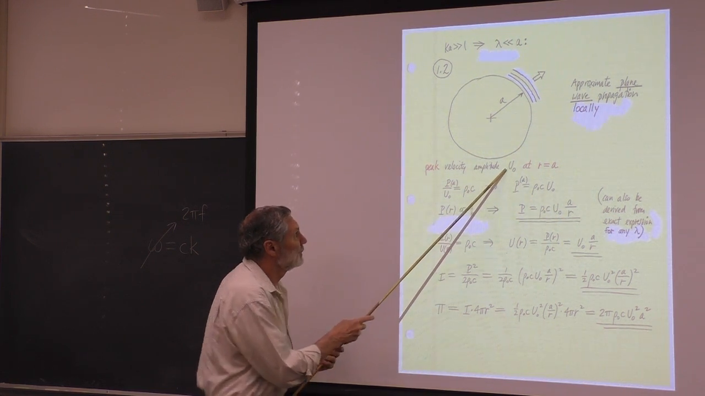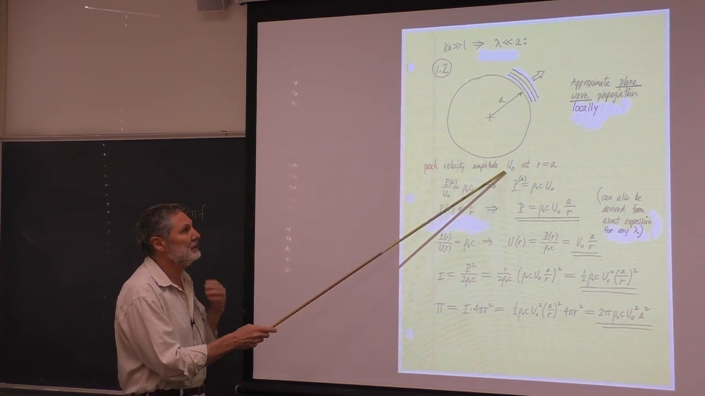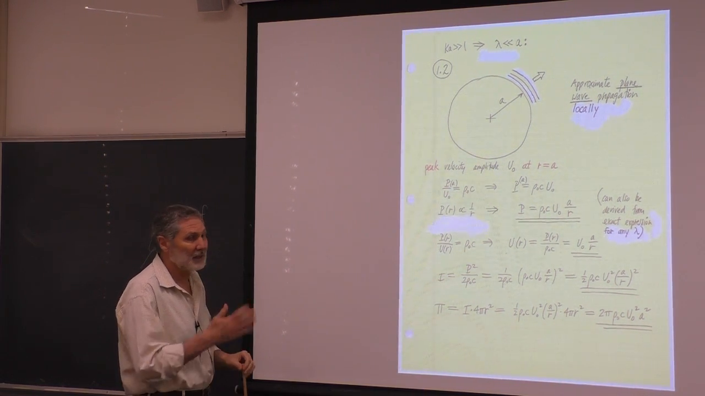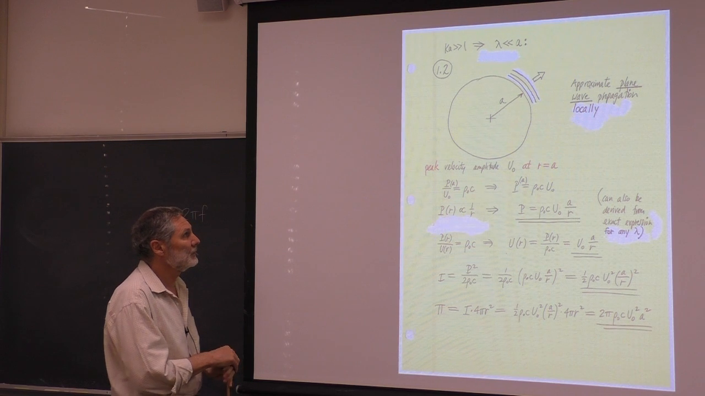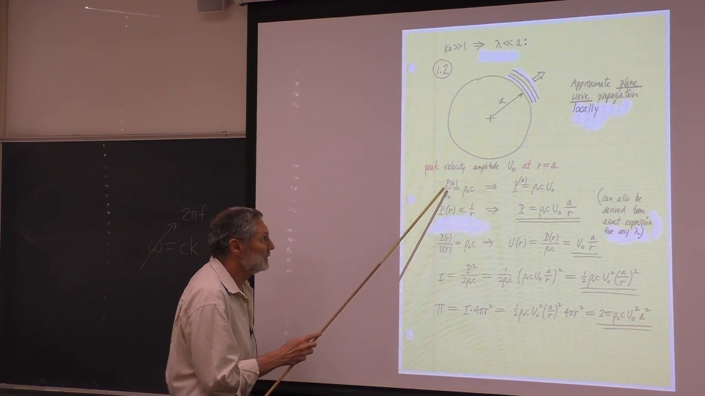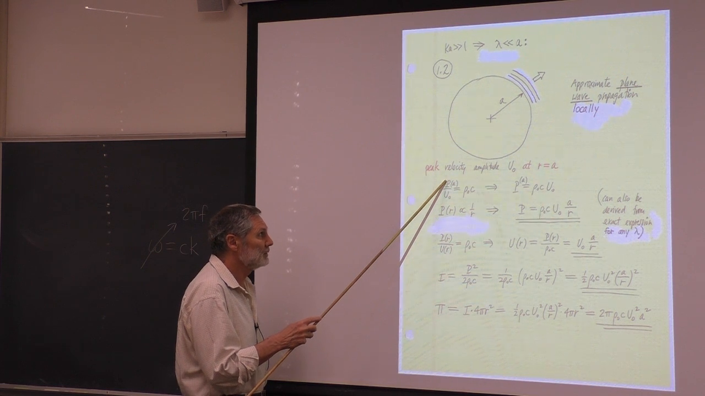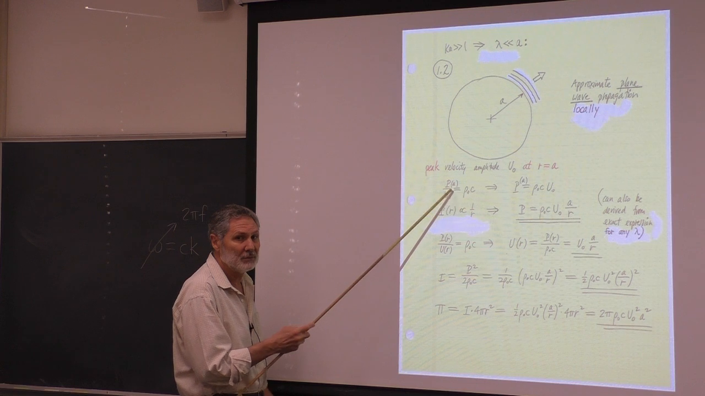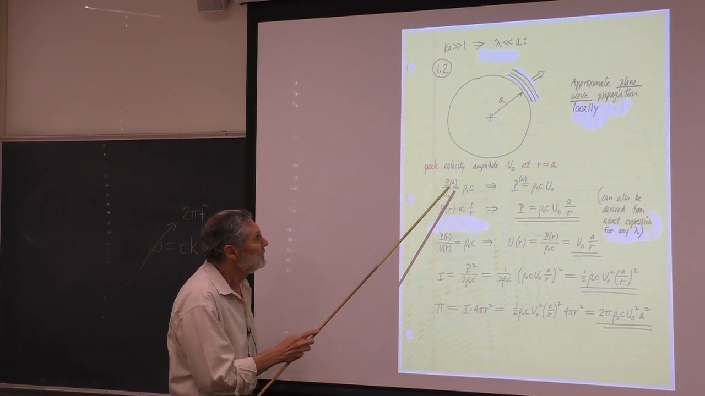U naught is, of course, just like in lecture, the peak particle velocity at the surface of the transducer, the pulsating sphere. So I know for a plane wave that the peak pressure divided by the peak particle velocity has to be rho naught c. That's the impedance for a plane wave. So this is going to be true.